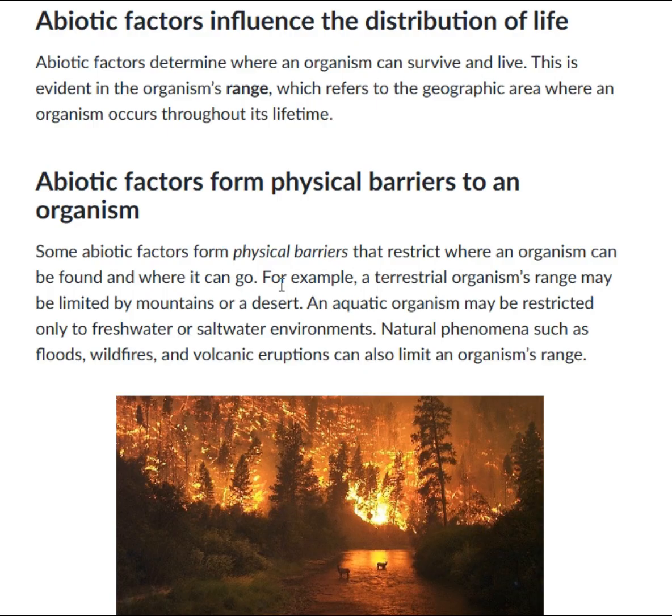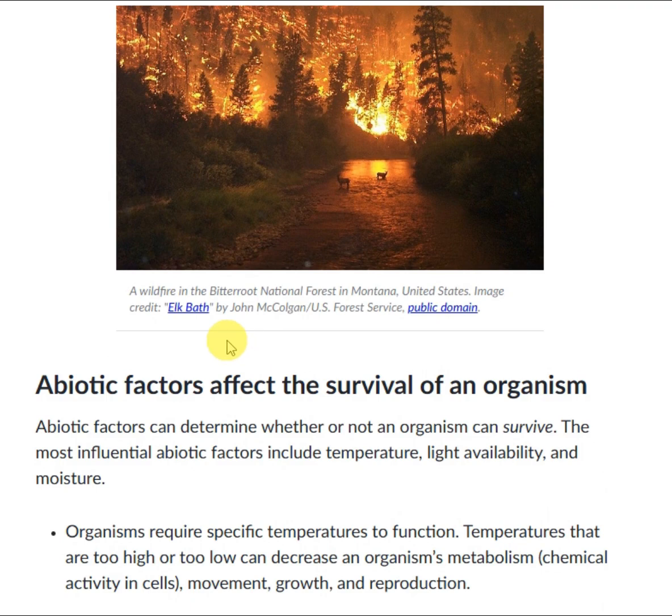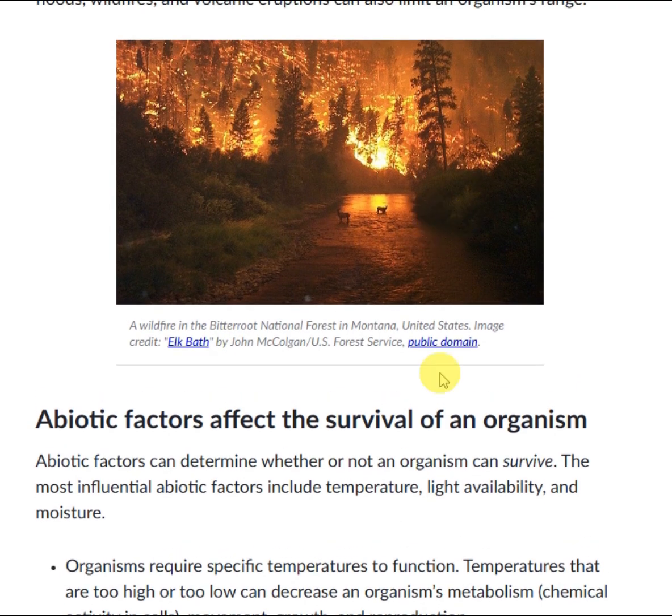For example, a terrestrial organism's range may be limited by mountains or a desert. An aquatic organism may be restricted only to freshwater or saltwater environments. Natural phenomena such as floods, wildfires, and volcanic eruptions can also limit an organism's range. This is the wildfire in Bitterroot National Forest in Montana, United States.